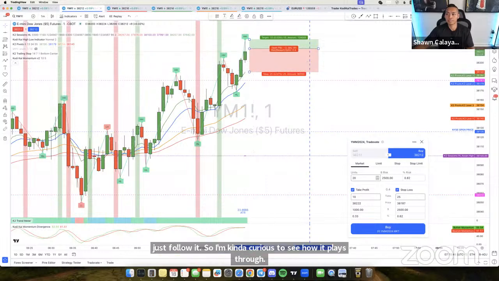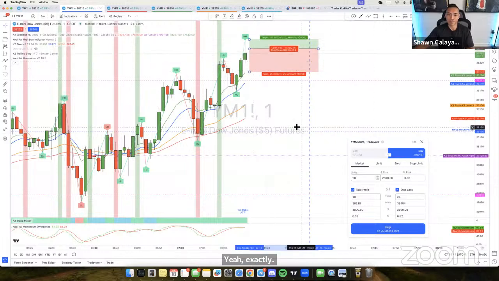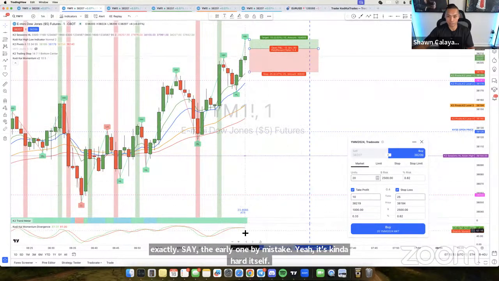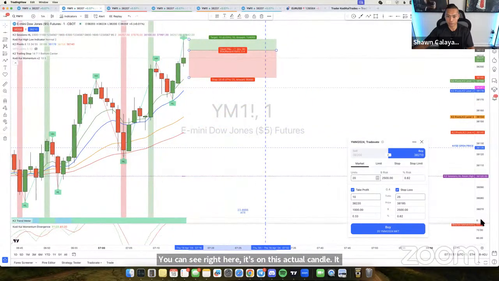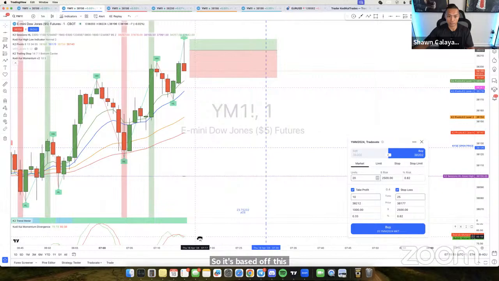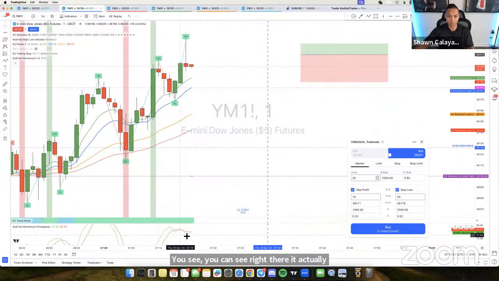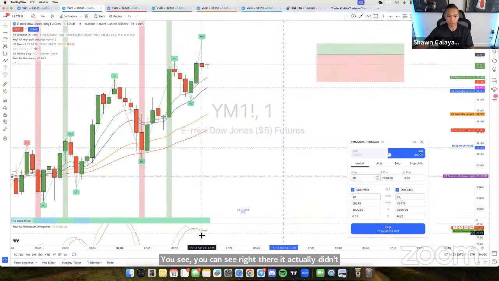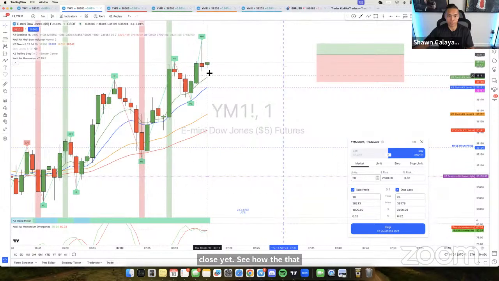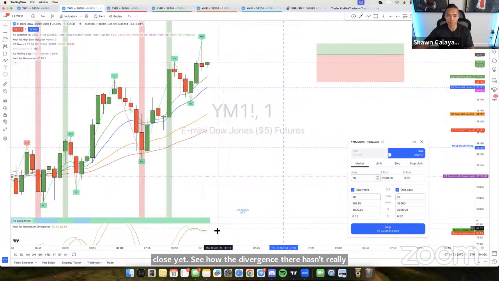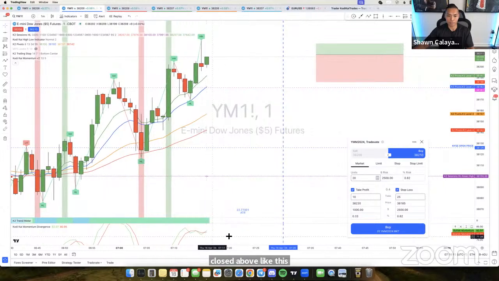Yeah, exactly, Sadie. Sadie took the early one by mistake. It's kind of hard to tell because you can see right here, it's on this actual candle. It hasn't actually closed yet. So it's based off this candle here. You might have to zoom in a little bit to see. You can see right there, it actually didn't close yet. See how the divergence there hasn't really closed above. This candle here could be the setup again, but you'd have to zoom in to see it.